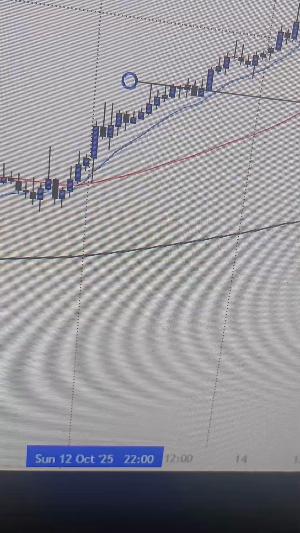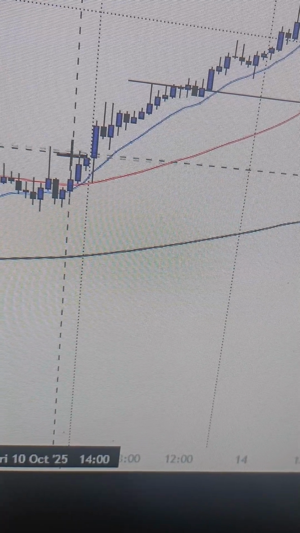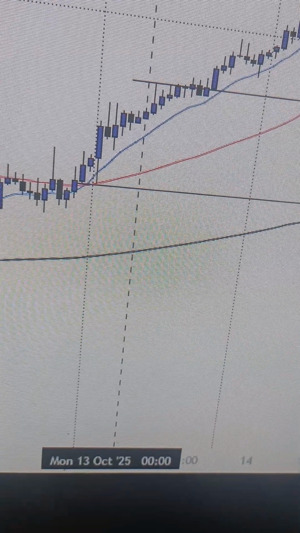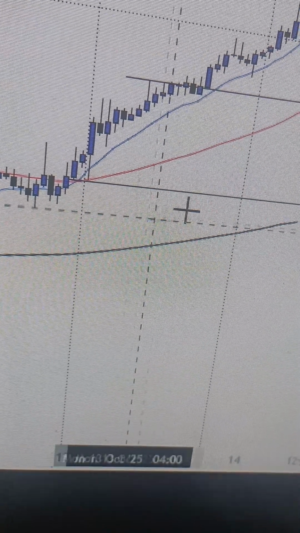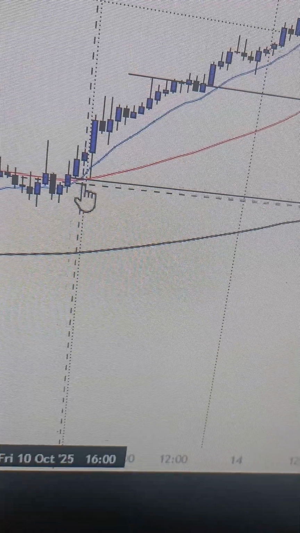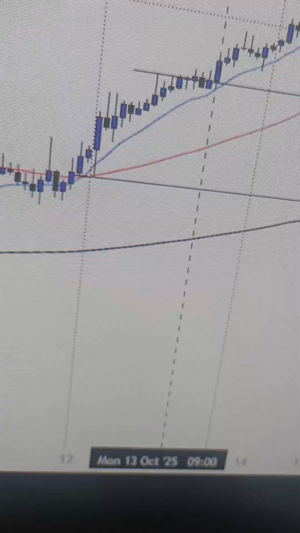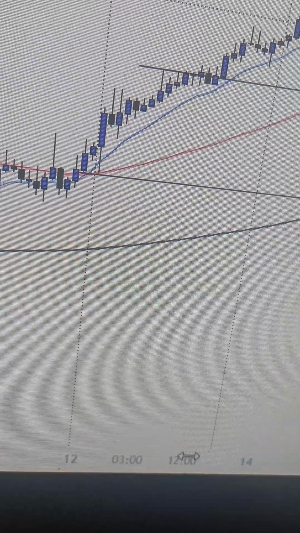So this will act as our support and resistance for the whole week. A break above means we are in a bullish market. That is what we are going with, right? So that is the basics that he was going with.